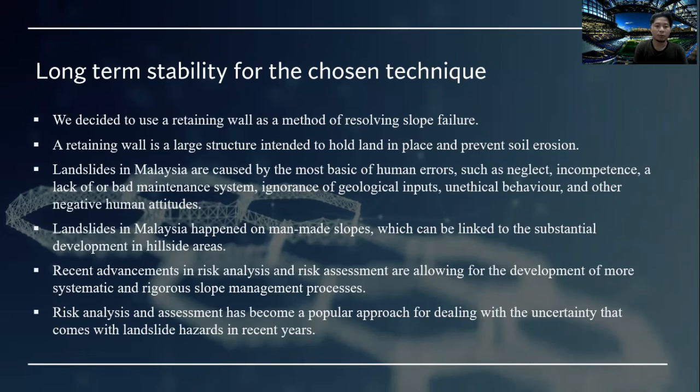I will explain about the long-term stability for the chosen technique. First of all, we decided to use a retaining wall as a method of resolving slope failure. A retaining wall is a large structure intended to hold land in place and prevent soil erosion.